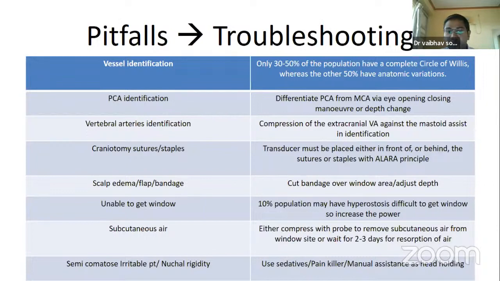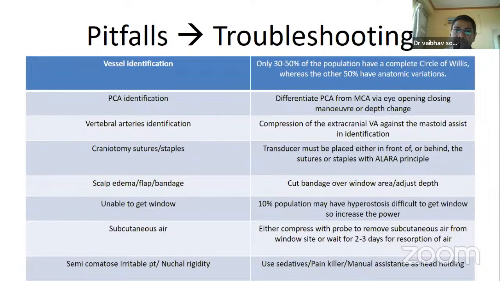In case of subcutaneous air, in post-operative, post-neurosurgical patients, either we have to compress the probe to remove the subcutaneous air from the window side, or wait for 2-3 days for resorption of the air. In semi-comatose or irritable patients with nuchal rigidity, we have to use sedatives, painkillers, or manual assistance for head holding.